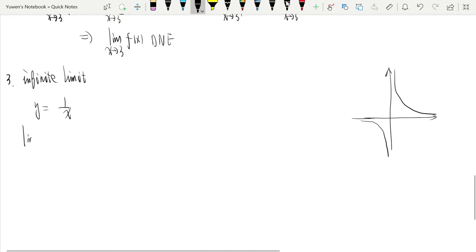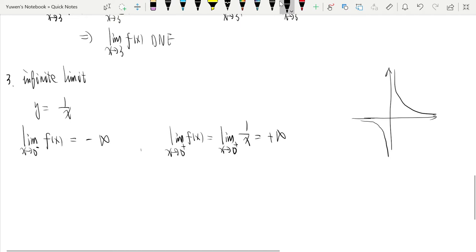So as x tends to 0 from the left, we write the limit as negative infinity, and from the right, positive infinity. Because when x tends to 0 from the left, x can be smaller and smaller, and its absolute value is arbitrarily large. So we see that this is negative infinity.